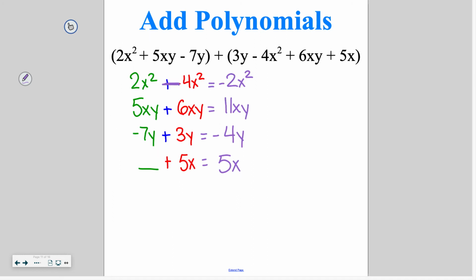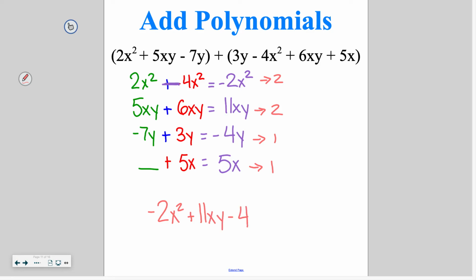My last job is to make sure that this is in standard form. So I'm going to go ahead and say, all right, this has a degree of 2, degree of 2, degree of 1, and degree of 1. If they have a matching degree, it doesn't really matter what order they're in. So I'm going to go ahead and leave them as they are written.